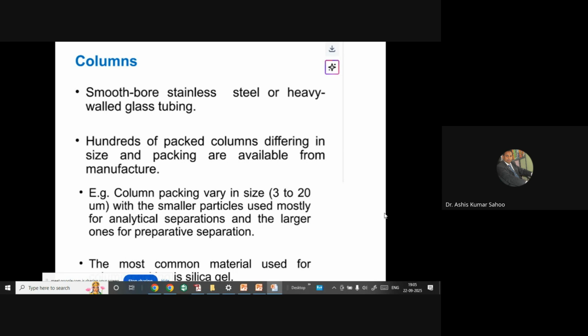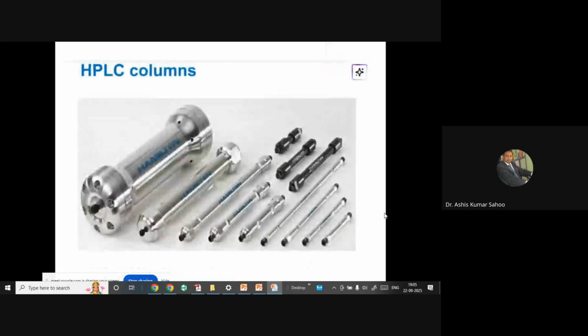So let's see how these columns look like. You can see these columns. These are the different size columns used for different purposes. You can see the column size varies depending upon the mixture. This can be stainless steel, and a chiral column will be given here. So we can use a chiral column for the separation of the ions.